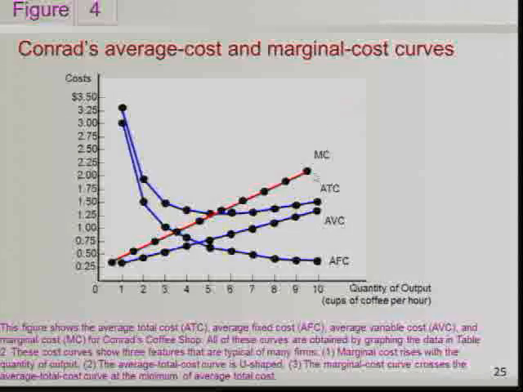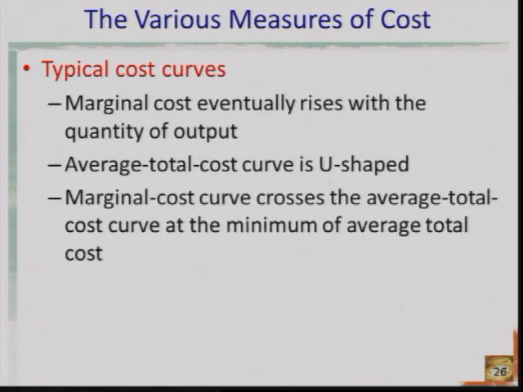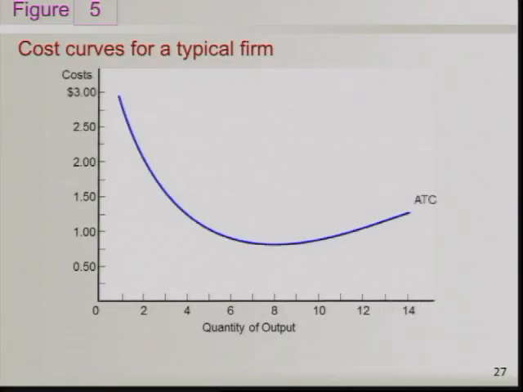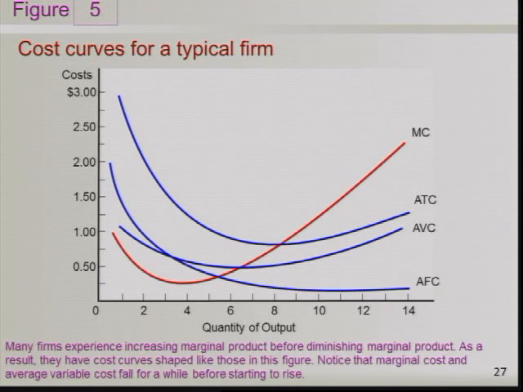They're graphing some sample data here. Usually that marginal cost curve looks a little more like a fish hook that goes up through the middle, but remember, average fixed cost is the one that's always going down. Average variable cost and average total cost look more like U-shapes. Figure 5 shows more typical cost curves. Figure 4 just shows the actual data they were using for Conrad's coffee shop.